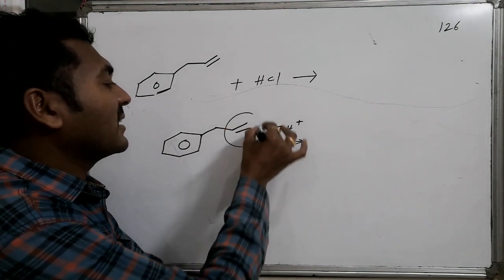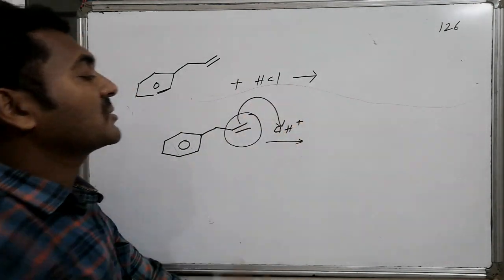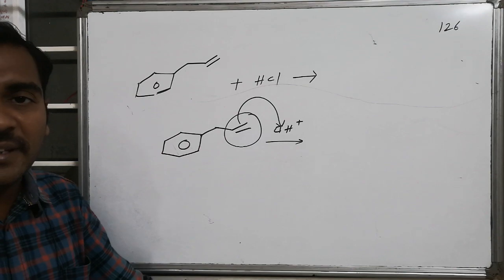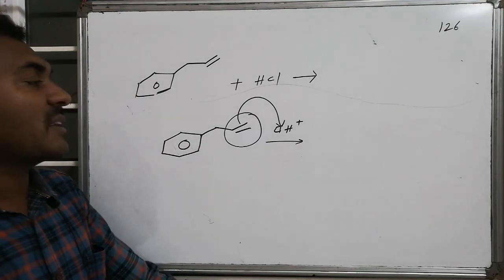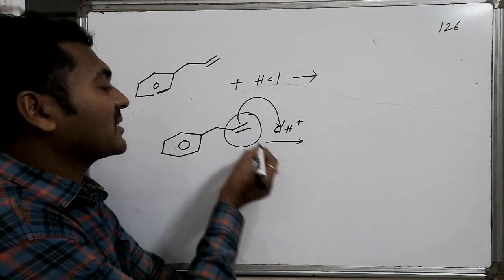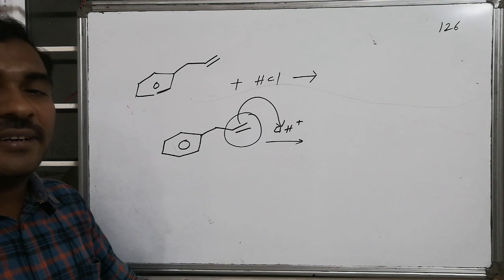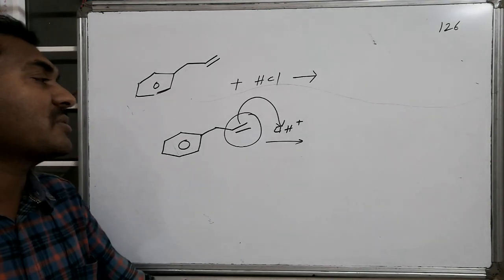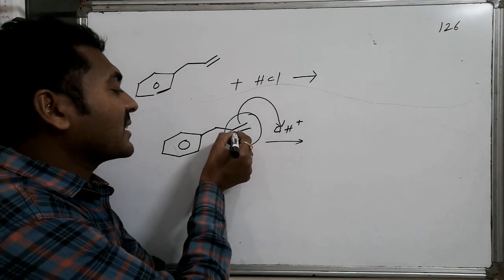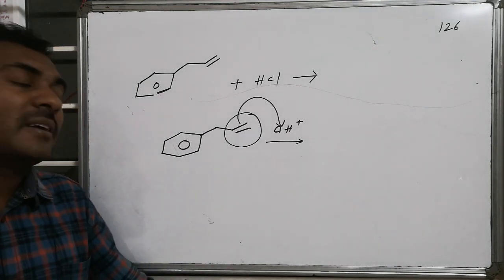This is acting as the electron rich species. This is acting as the electron deficient species. So it makes an attack on the vacant orbital present on the hydrogen. We symbolically represent it like this. But here there are two chances. H can be connected here. That will generate a secondary carbocation, which is relatively more stable. And if H is connected here, it will generate a primary carbocation, which is relatively less stable.